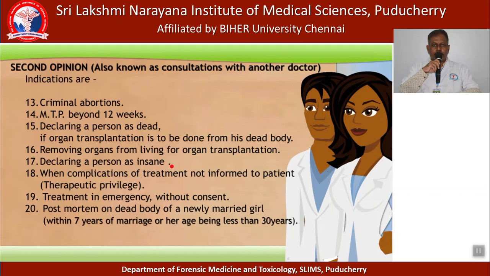Declaring a person insane: a plain MBBS doctor cannot give it. The expert, a psychiatrist, has to declare a person insane and certify this. So take a consultation of professional colleagues of the relevant qualification. When complications of the treatment are not informed to the patient, because therapeutic privilege applies, you have to take a consultation.